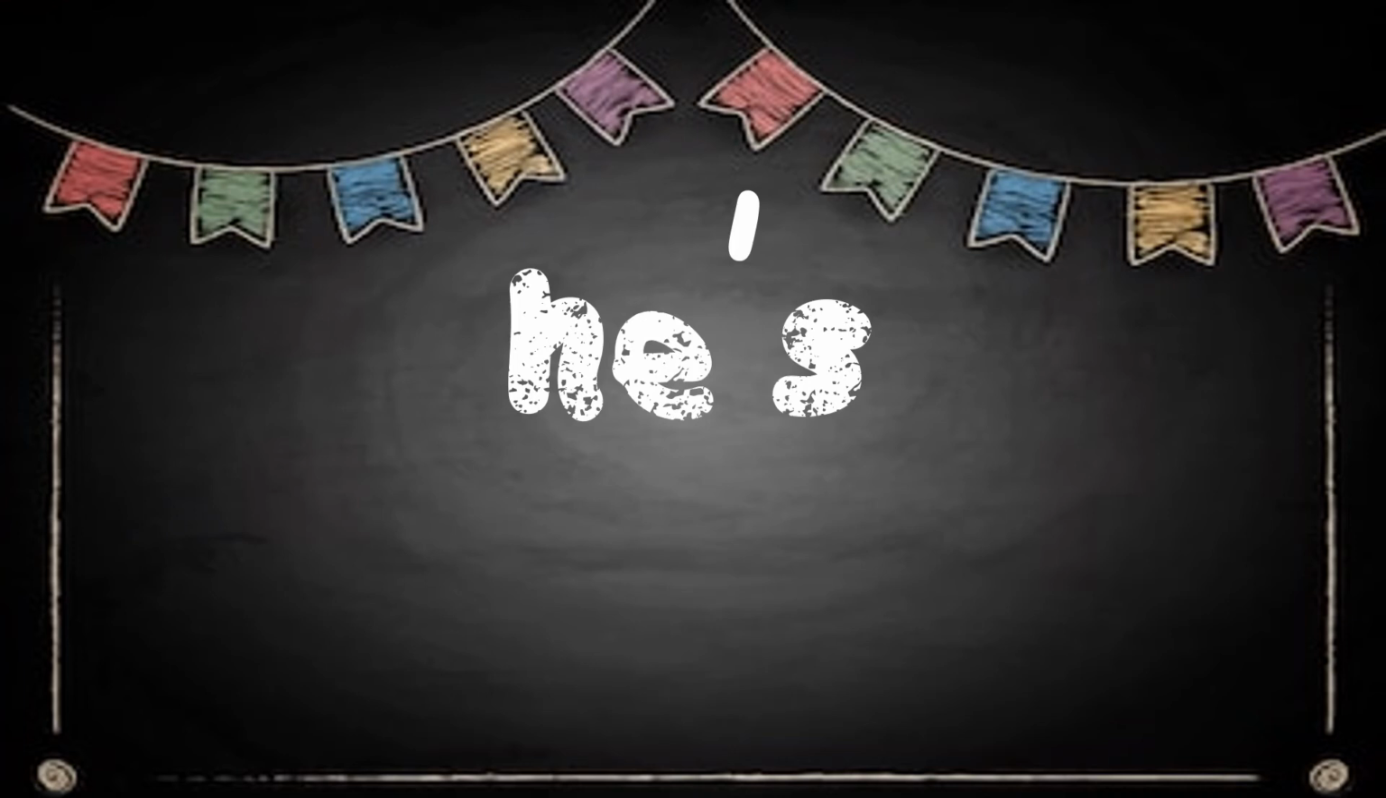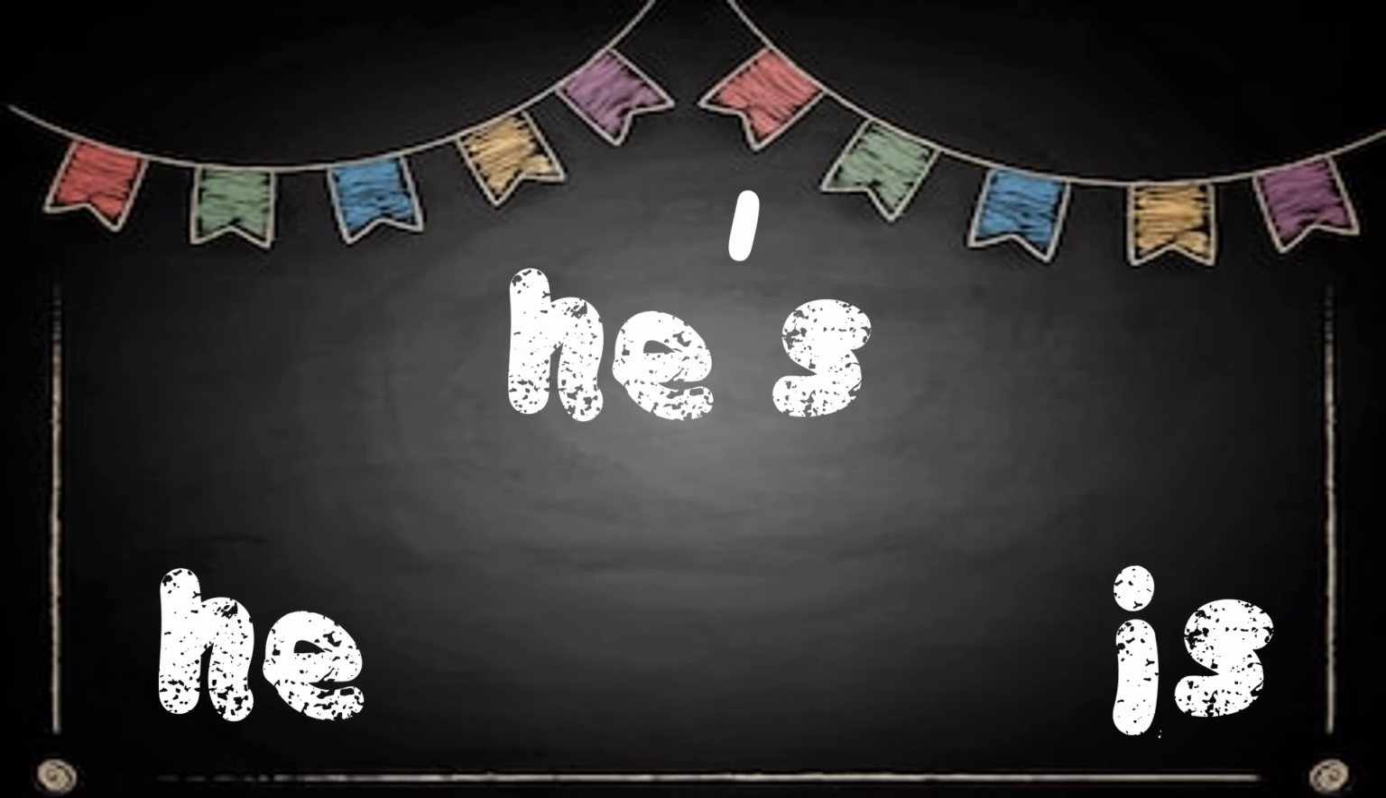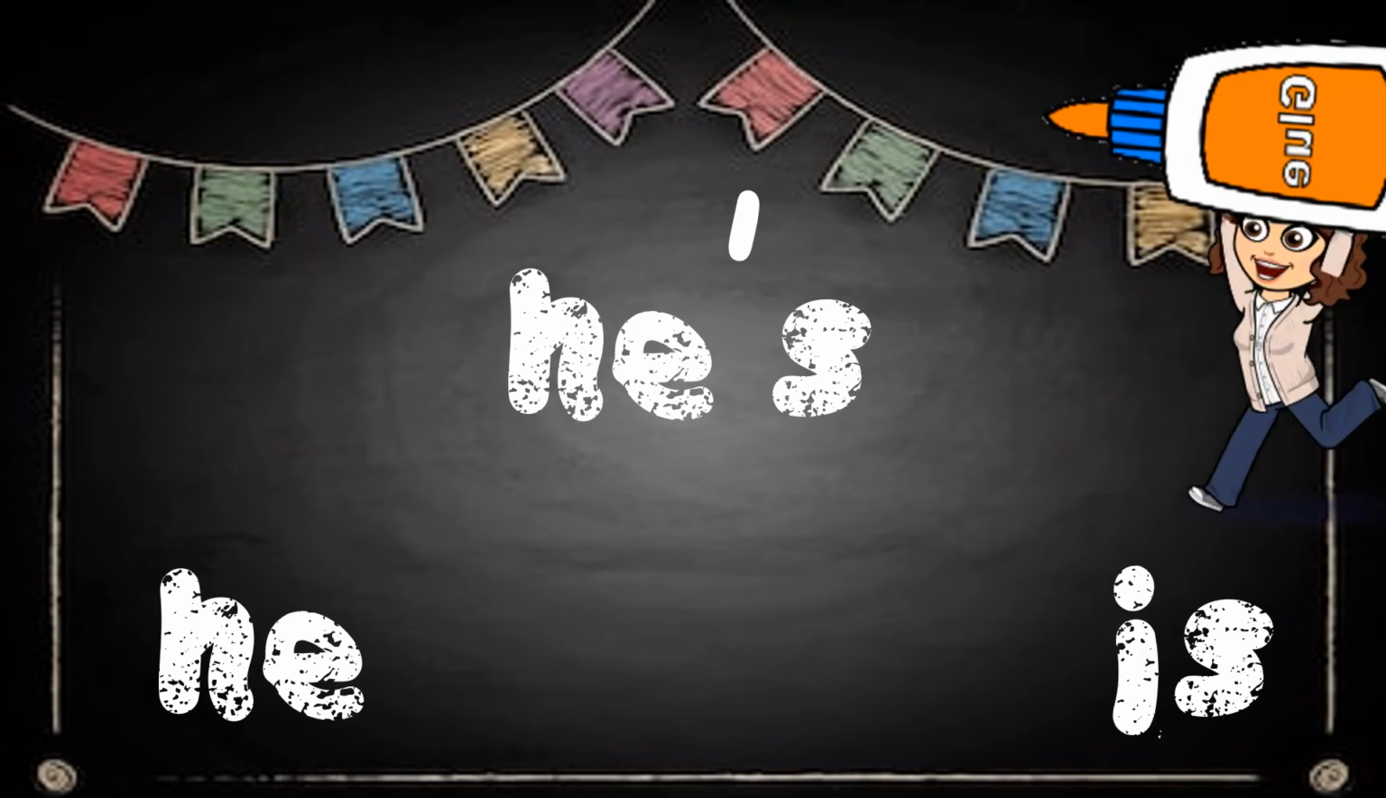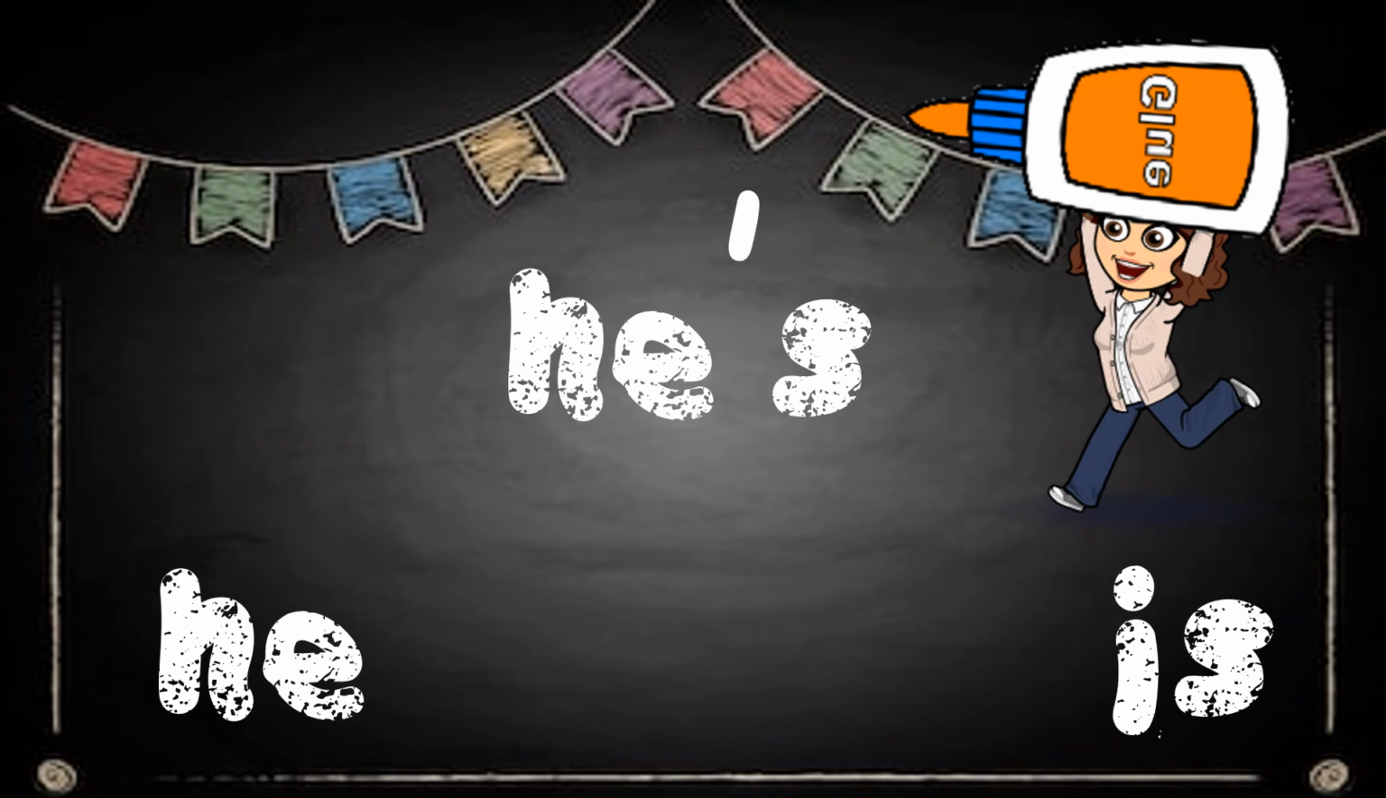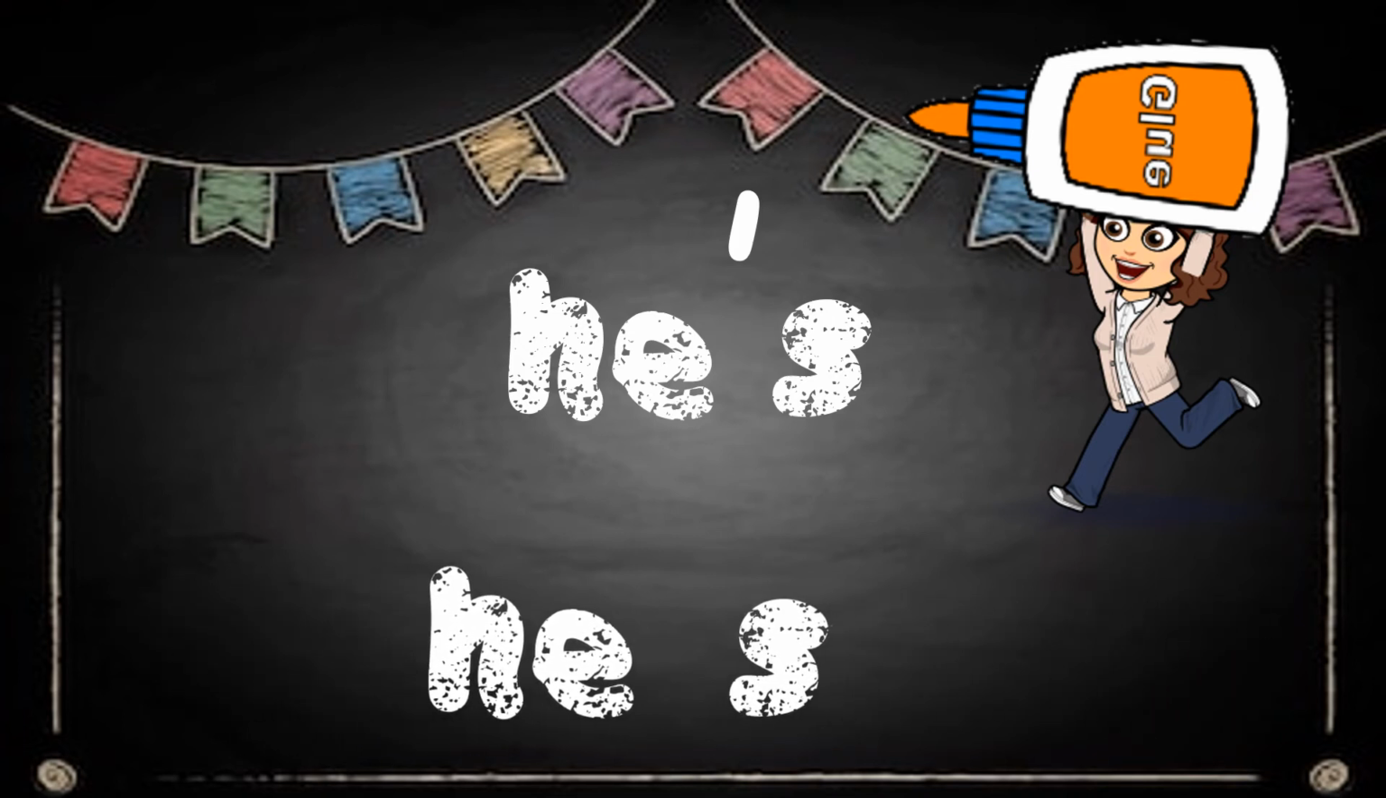He's. What two words make up the word he's? Good job. He is. And if we put these two words together, what letter is missing? The I in is goes away, and in its place is an apostrophe.